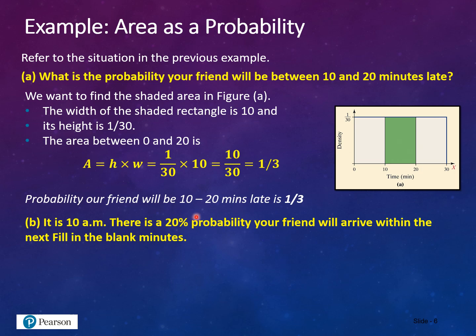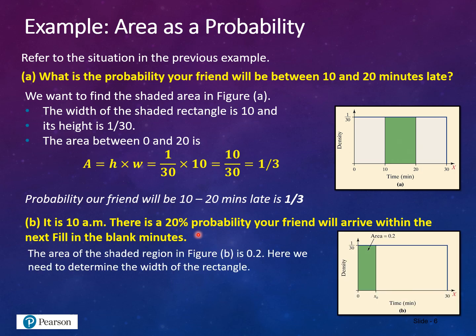So we know the height of the graph because it's 1 over 30 for everything. We know the area because that's given in the problem. Remember, the probability is the area. So the area equals 20%, or 0.2. And so we can do a simple algebra formula to find this.